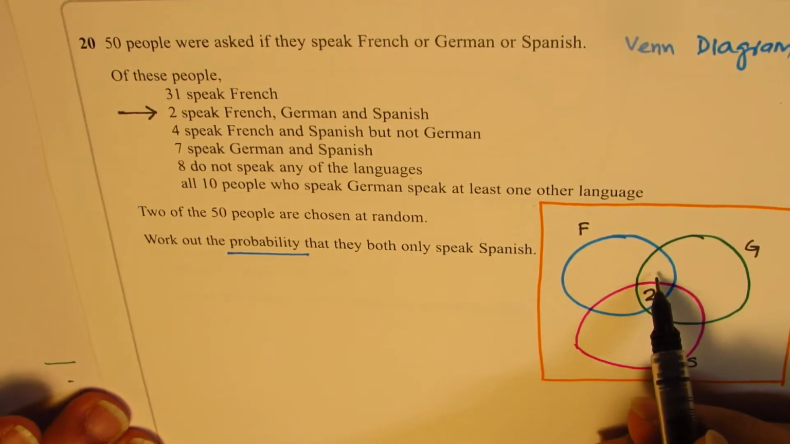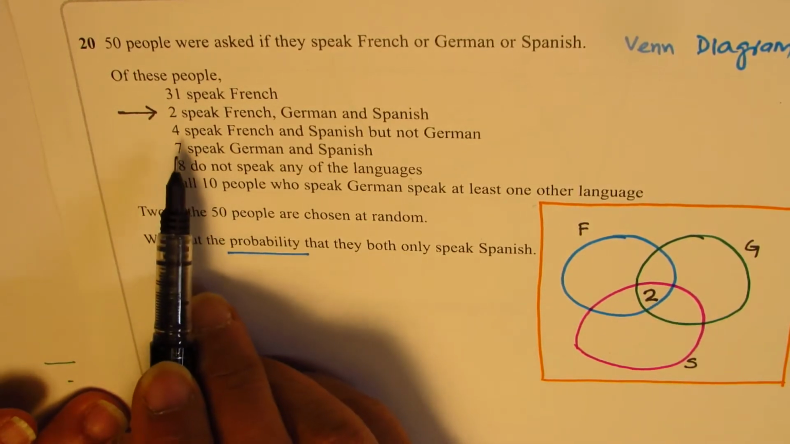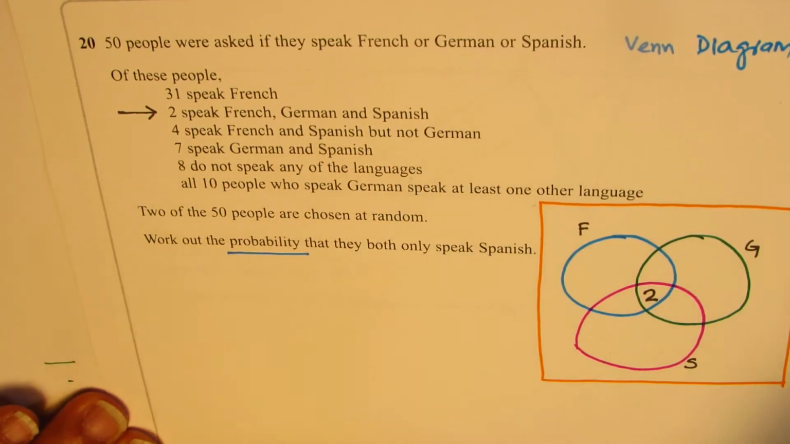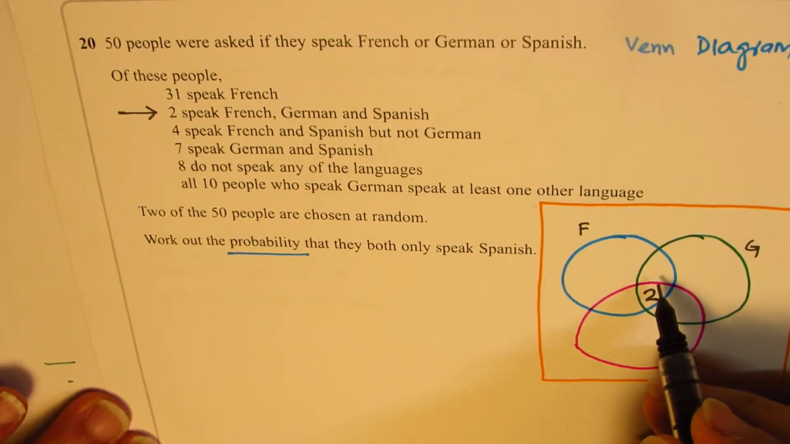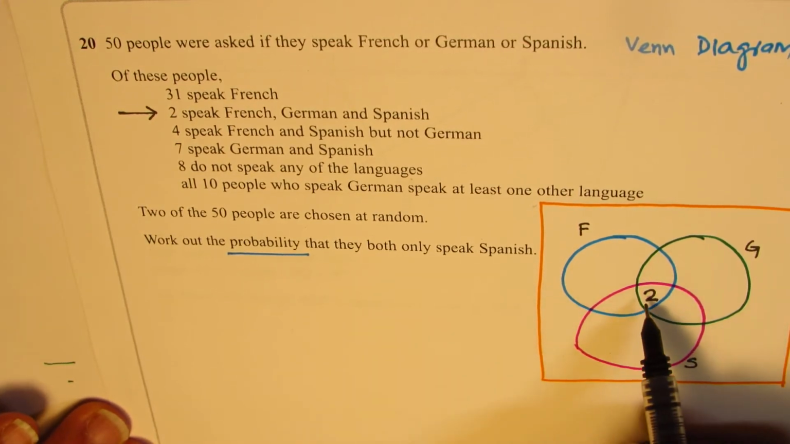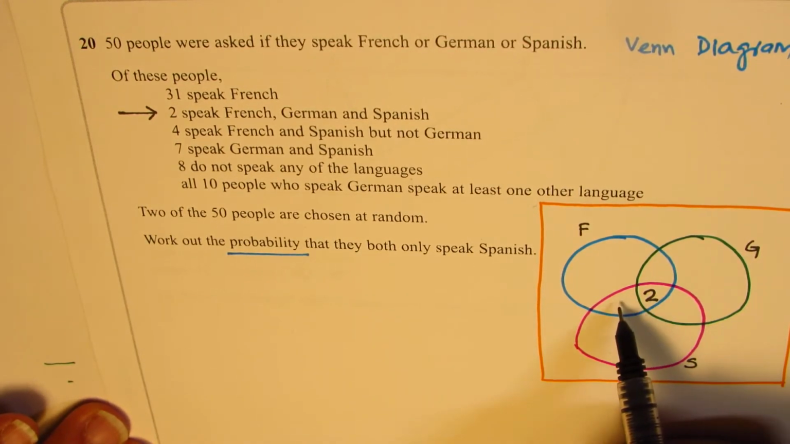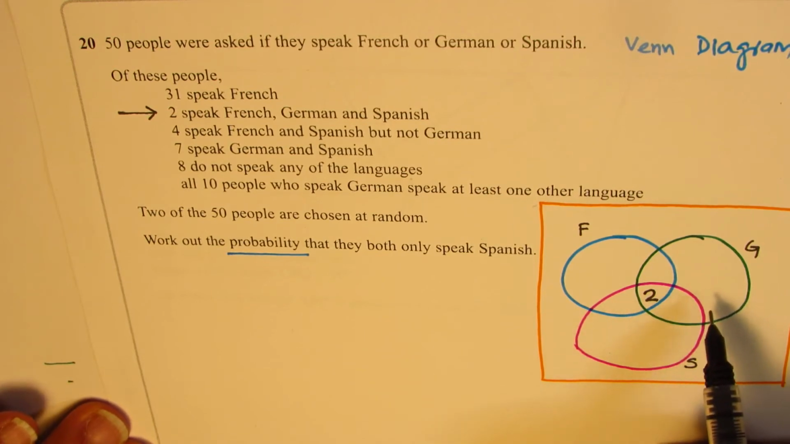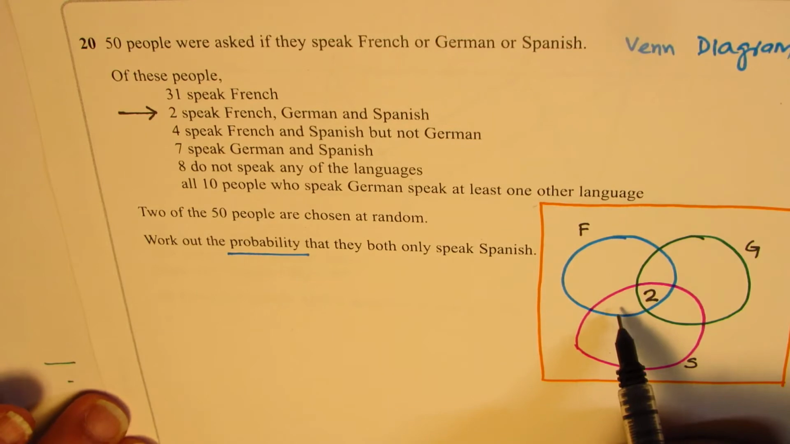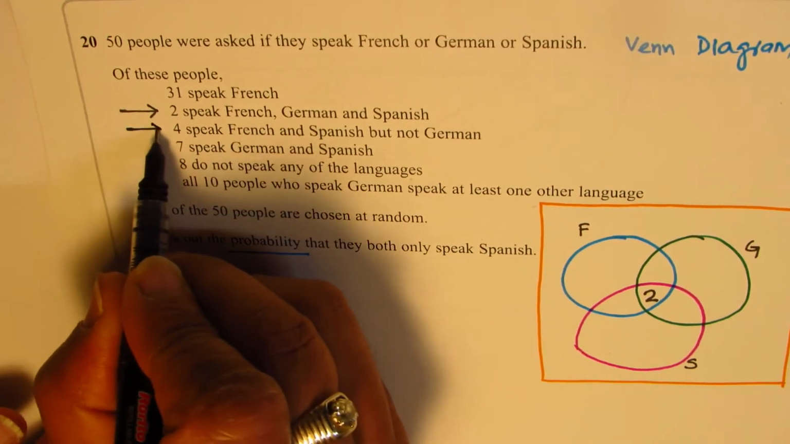Now we're looking for statements which could fill in numbers in these places, correct? 4 speak French and Spanish, but not German. So not German, but French and Spanish. That means we're looking into these two, right? So French and Spanish means this is French and Spanish, right? So we'll look into this.